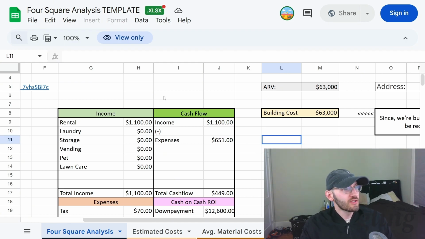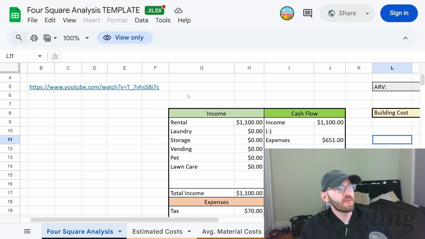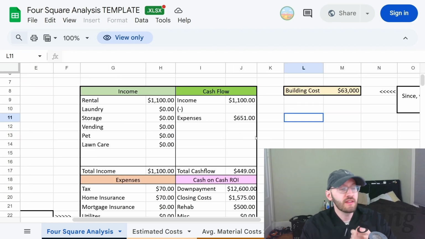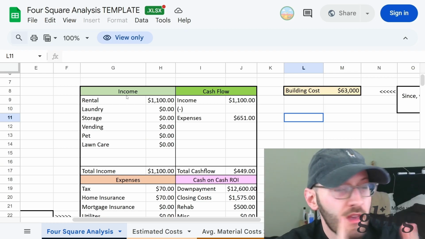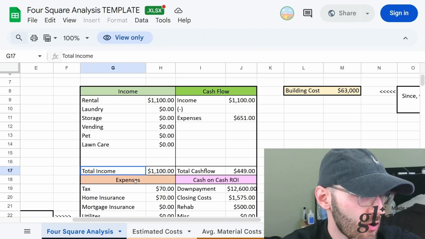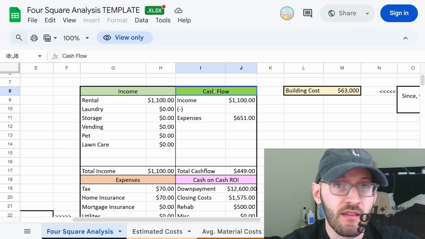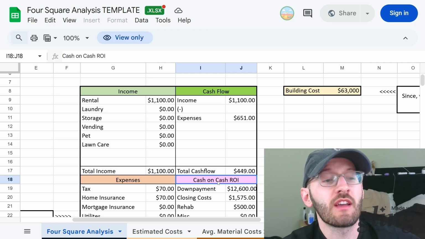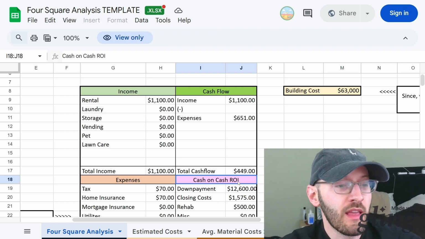All right. So let's look at this. This is called the Foursquare analysis, if you haven't already guessed. And here is the link again for Brandon Turner's video. We got 4 things in here. We have income. You can see that visually, right? Expenses is the second quadrant. We have cash flow as the third quadrant. And then we have cash on cash, return on investment.